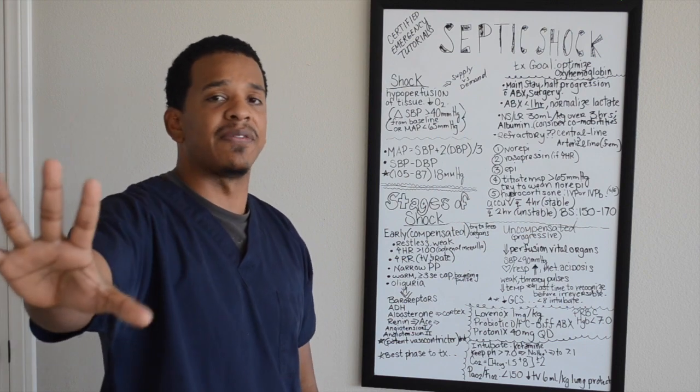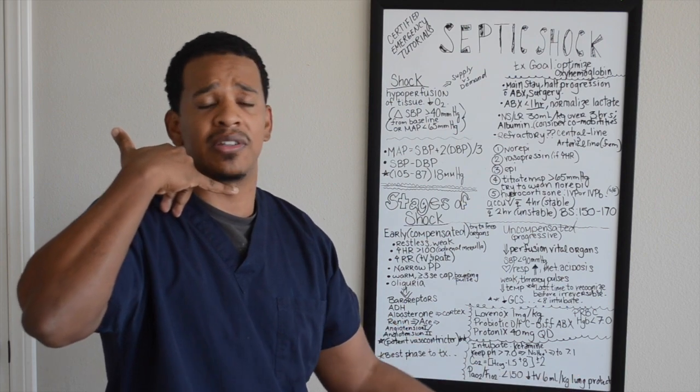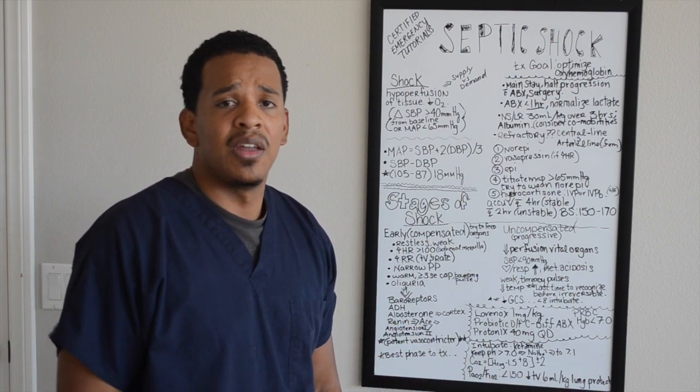And hopefully it's above 65. We don't have to bring the doctor and say, hey, can we increase these fluids or can we start vasopressors? Because we've already given 30 cc's per kilo, and you go from there.